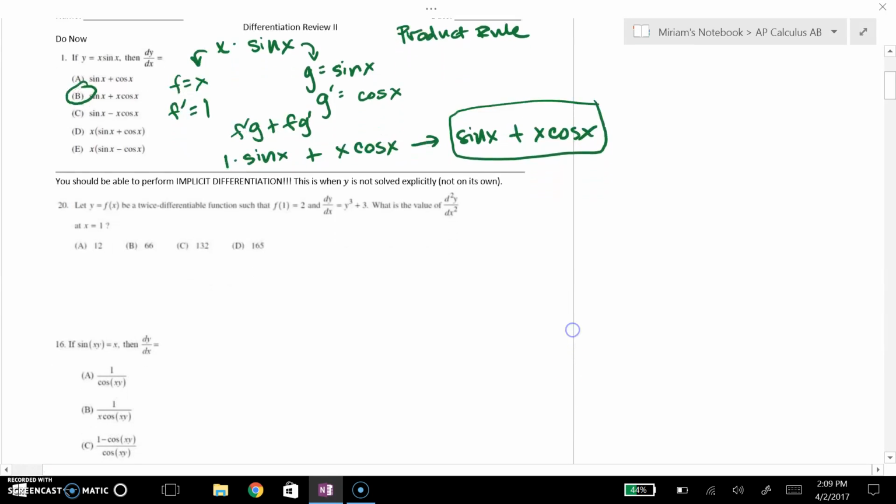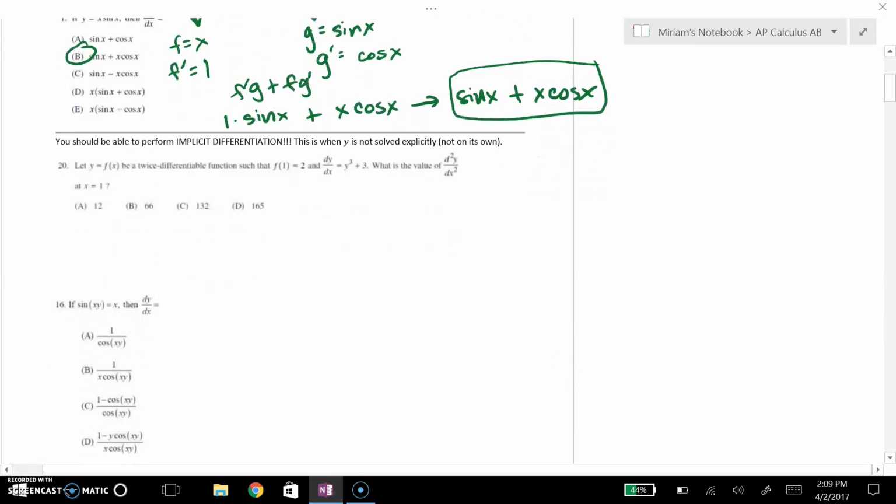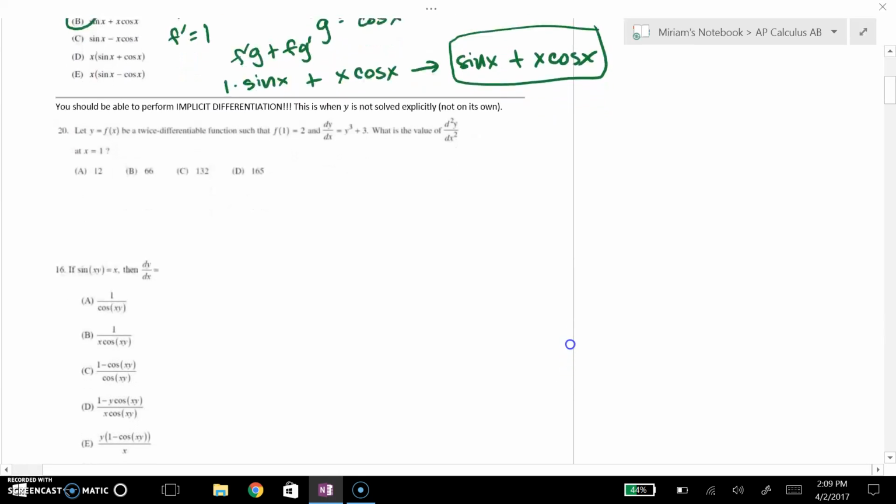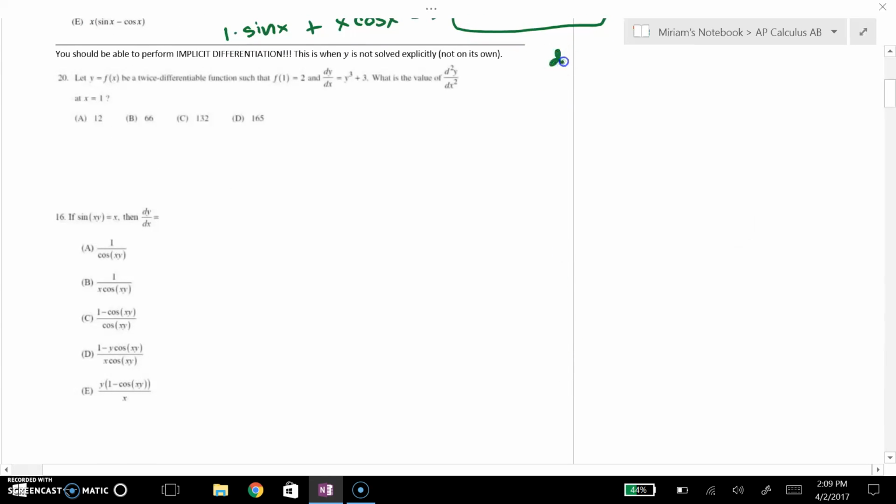Okay, so today, first thing we're going to review is implicit differentiation. The main thing with implicit differentiation is we need to remember that the derivative of y will be dy over dx. Okay, so number 20 says let y equals f of x, let it be a twice differentiable function such that f of 1 equals 2. That just means x comma y is equal to 1 comma 2.